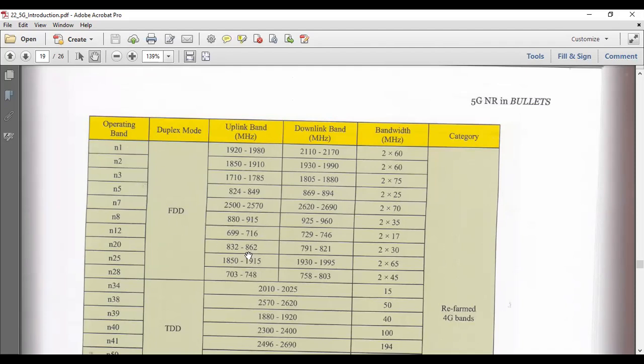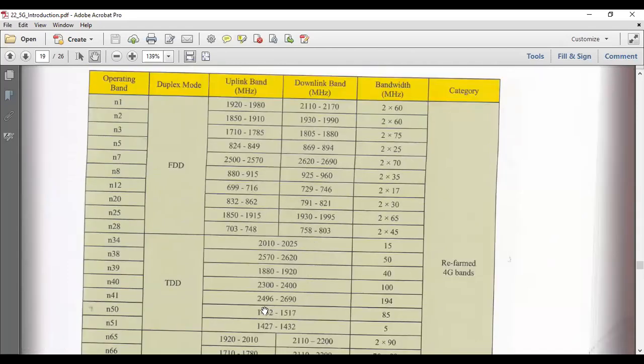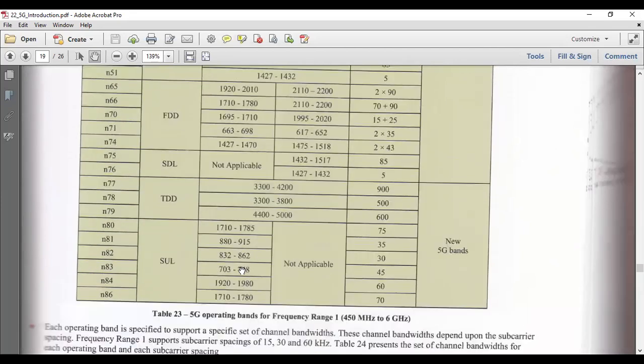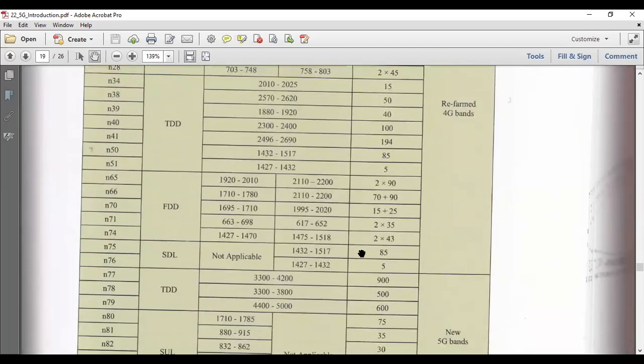Okay. So now you see for TDD, it is unpaired. You do multiplexing in the time domain, so you have a single frequency band. And now you see that there are also some bandwidths defined for SDL and SUL. But when it is SDL, then for uplink you have nothing. For SUL, you have nothing in downlink.